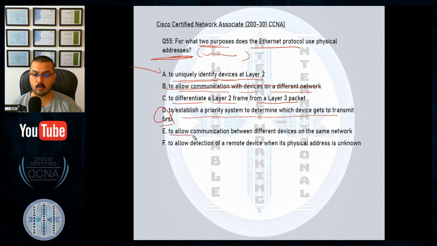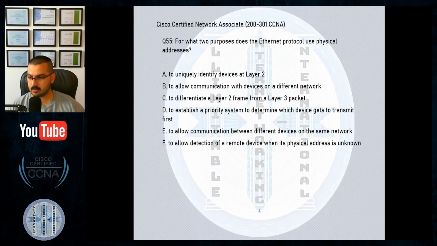No. To allow communication between different devices on the same network if all of them were in the same broadcast domain. It wasn't broadcast domain. It was called... I have forgotten the term because it was removed from this new course. The network domain, the broadcast domain, collision domain, the same collision domain, all of them under the same layer with no routers, then MAC will be enough to communicate. And allow detection of a remote device when its physical address is unknown. No. Okay, so that would be A and E for this question.